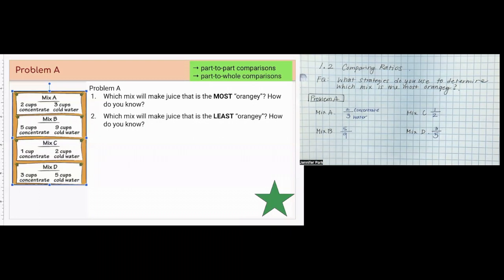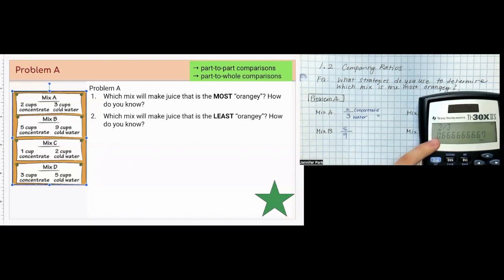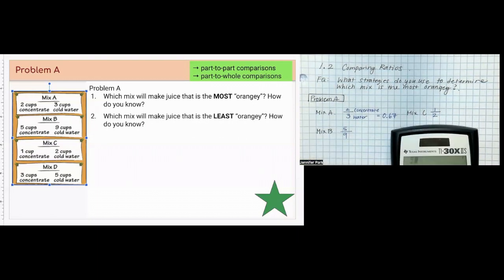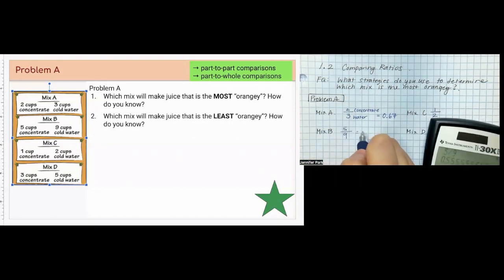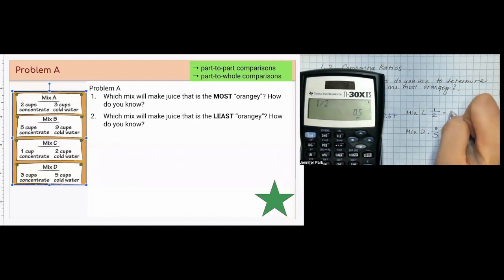Well, let's compare these numbers. These all have different denominators, and it's really hard to compare. So I'm going to turn them all to decimal. We're going to put 2 divided by 3, and that's about 0.66 or 0.67. I'm going to round it up. 5 divided by 9, that's about 0.56. Okay, 1 divided by 2, that's 0.5. 3 divided by 5, that is 0.6.